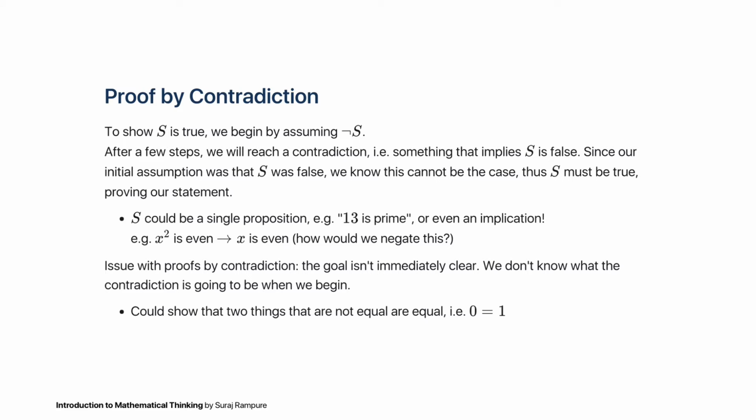Okay? And with a proof by contradiction, our task is to prove that some statement S is true. So, for example, we want to prove that 13 is prime. Well, that's more of a fact, but you get the idea. We want to prove that some statement is true. What we do is we start by assuming that the statement is false. Okay? So we assume S is false. Okay? And then what we do is we make a valid sequence of steps after we assume S is false, and we end up with some sort of contradiction.